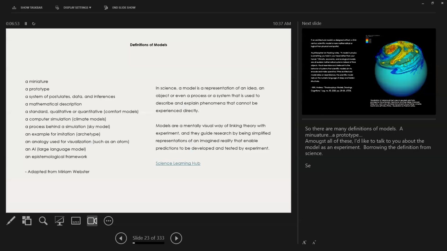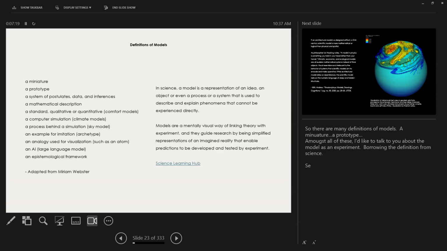We blast them with rainwater, we blast them with sand, we hit them with all sorts of things. It's a never-ending process of testing. So these are all different definitions of a model: a miniature, a prototype, a mathematical description, a computer simulation. The process behind the simulation, the sky model or the material model that's being used. An AI is a language model or an epistemological framework.